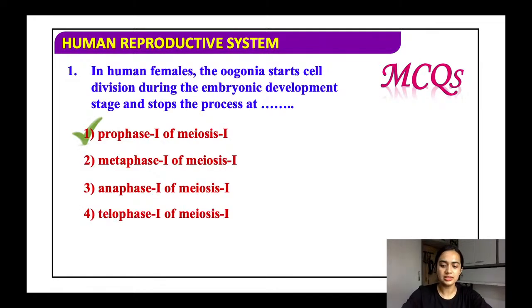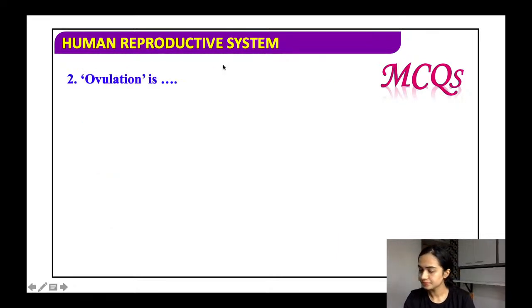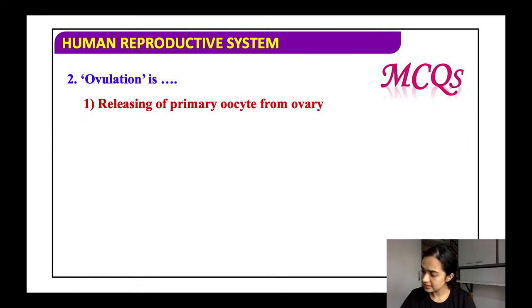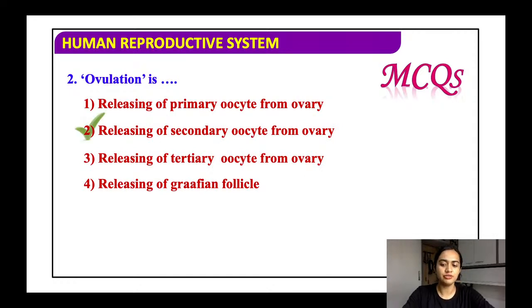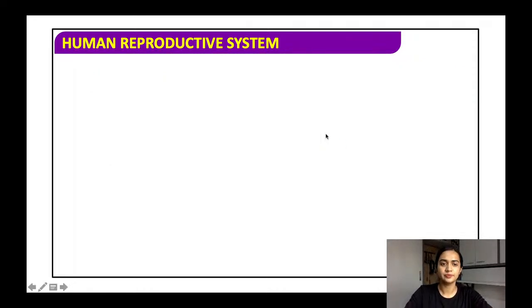In human females, the oogonia start cell division during embryonic development and get arrested at prophase 1 of meiosis 1. We are talking about the embryo or fetal stage. All right. So ovulation is the releasing of the primary oocyte from the ovary, the secondary oocyte, the tertiary oocyte, or the Graafian follicle? Ovulation is the releasing of the secondary oocyte from the ovary.